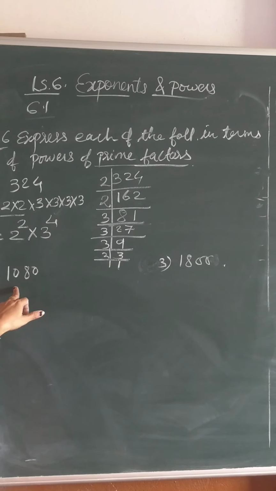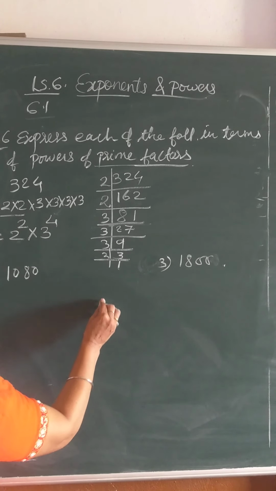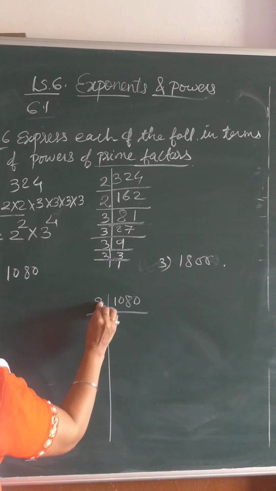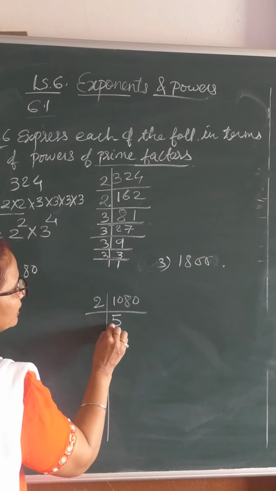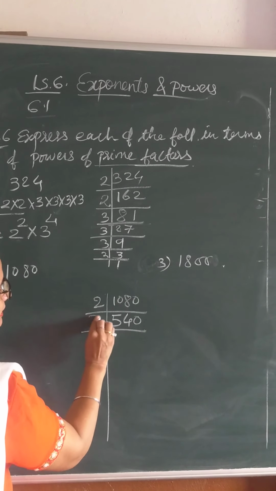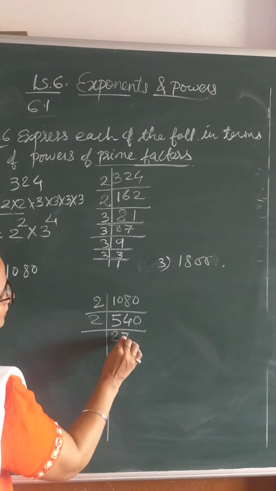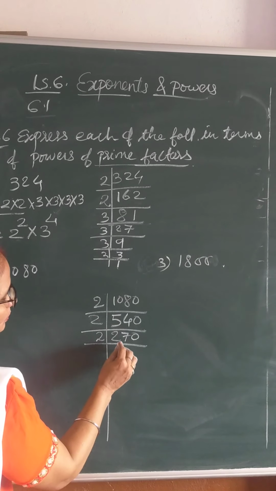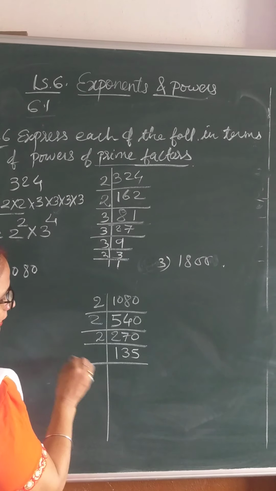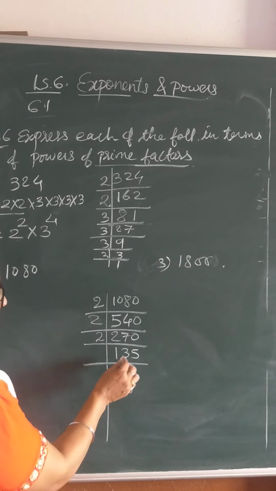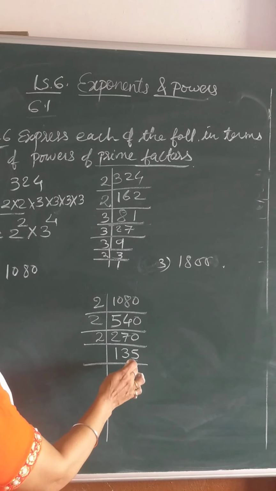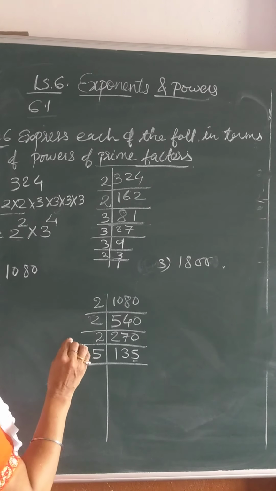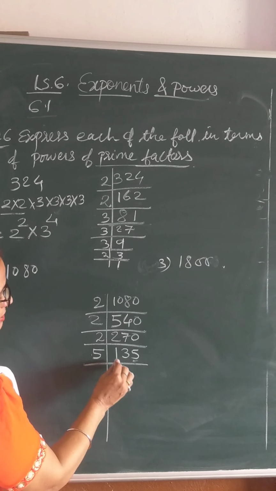Now let's see this example, 1080. Again children, what you have to do is find the prime factors of 1080. So it is divisible by 2, and you will get 540. Again it is divisible by 2, 270. Now it is again divisible by 2, 135. Now as the ending digit is 5, meaning if the digit in the ones place is 5 or 0, it is divisible by 5, and 5 is a prime number. So how many times is it divisible?